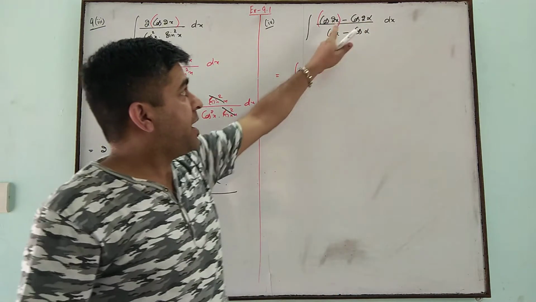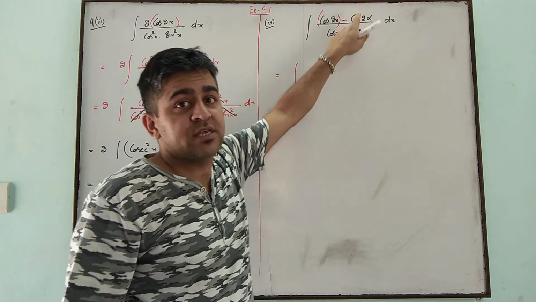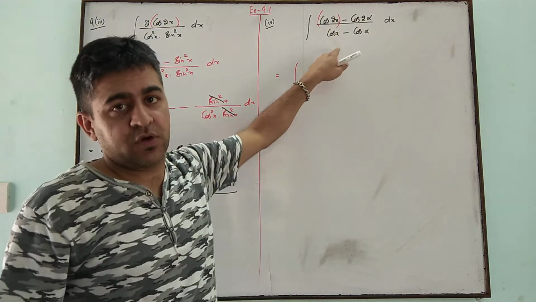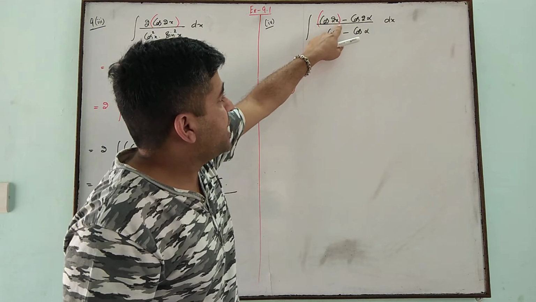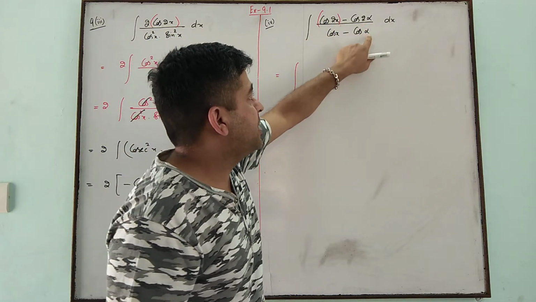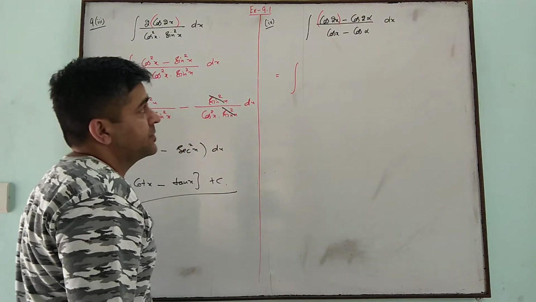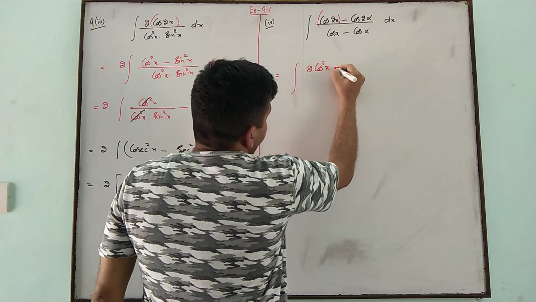Next: cos 2x minus cos 2 alpha upon cos x minus cos alpha. You can see we are integrating with respect to x, so alpha is your constant here, right? Second thing, cos 2x, we need to change the angles into x, as in the denominator the angles are x and alpha. So cos 2x, that is 2 cos square x minus 1.